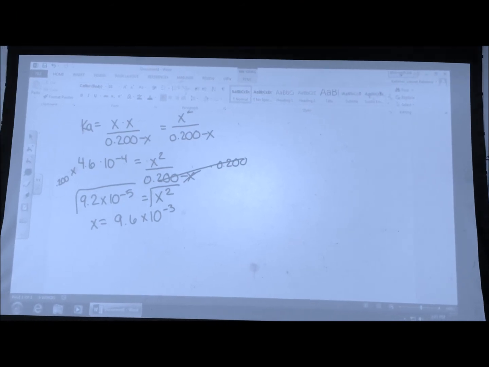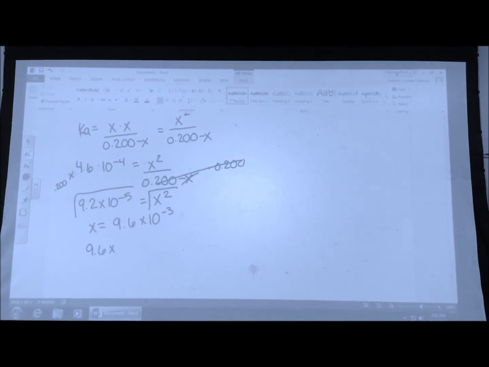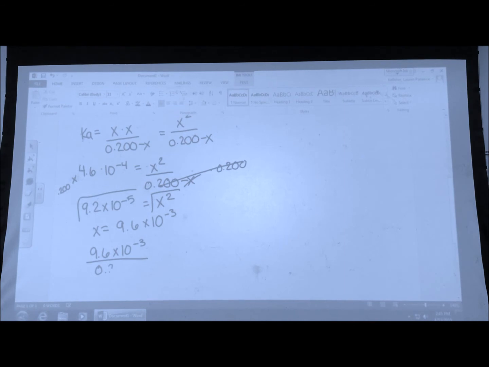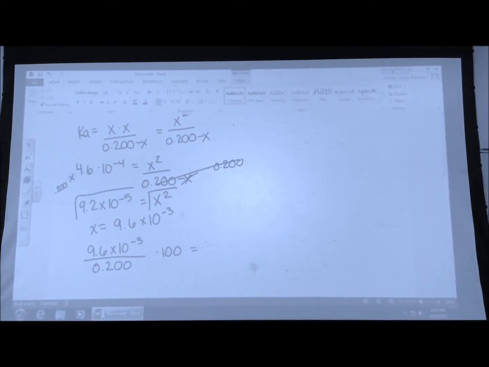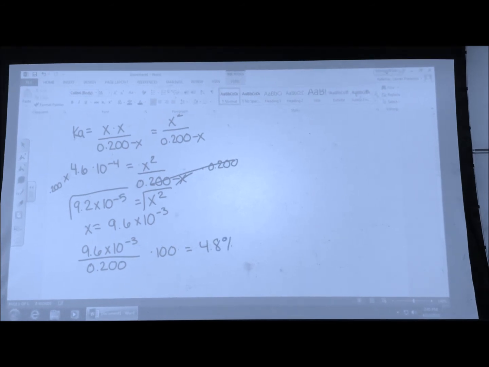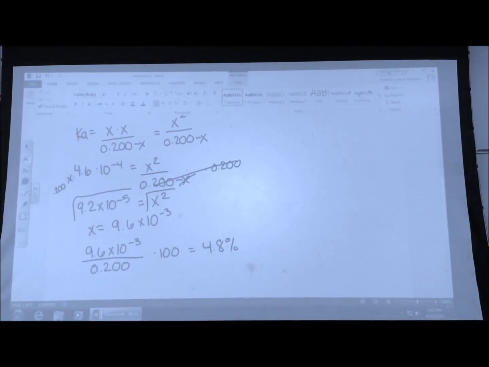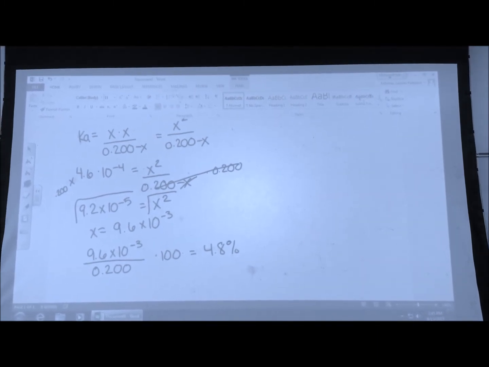Now we can verify that the approximation that x is small is valid by dividing it by the initial concentration and multiplying by 100. So 9.6 times 10 to the negative 3rd divided by our initial 0.200 times 100 equals 4.8%. The approximation is valid if the percentage is less than 5. This approximation is valid even though it's barely so.